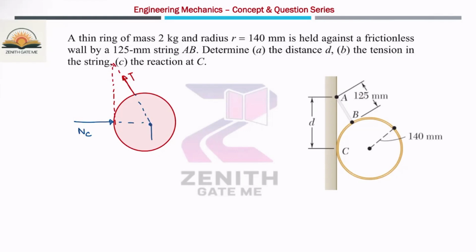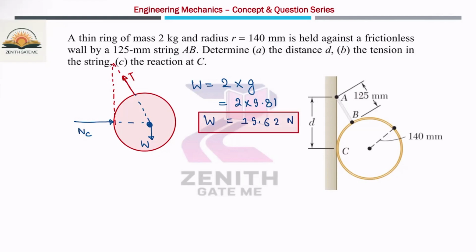And here will be the weight of this body, which acts at the center point only. The weight of this body is W, and it is given as 2 kg, which means the mass is 2 kg. So W is 2 into g, which is 2 into 9.81, which is 19.62 Newton. So the weight of the ring we have calculated is 19.62 Newton.